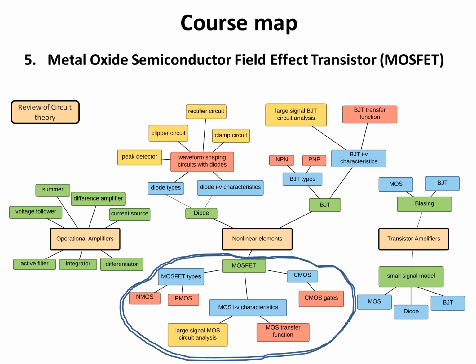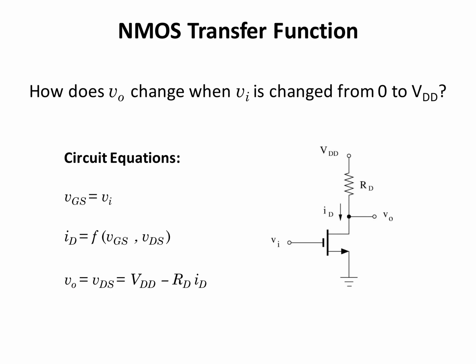Hello everyone, we're continuing the topic of MOSFETs and we're going to look at the MOSFET transfer function today. So the goal is to find out how Vout changes if you change the value of input signal, or Vi, from 0 volts to VDD. So I'm looking to draw a graph that relates Vout to Vi.